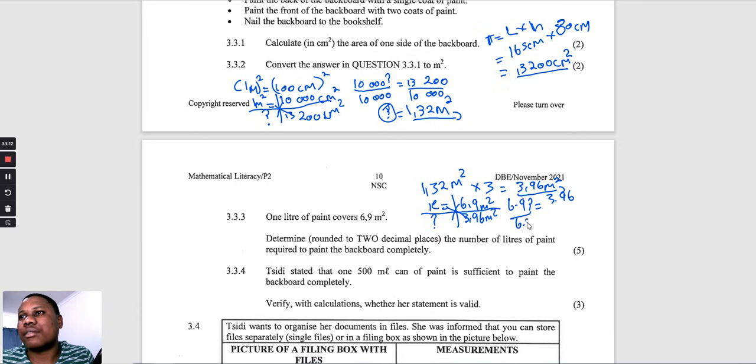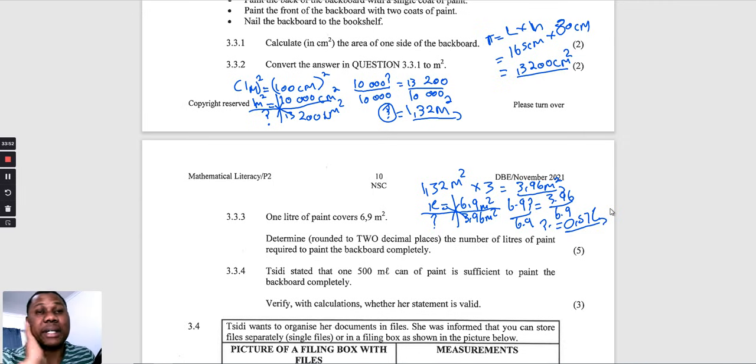We divide both sides by 6.9, then our question mark is equal to 3.96 divided by 6.9. That gives us 0.57 liters. It means that the area that we have is going to use 0.57 liters.